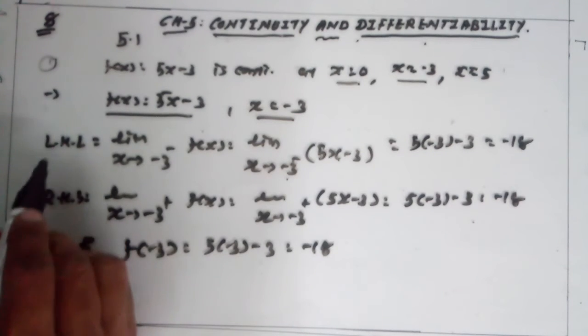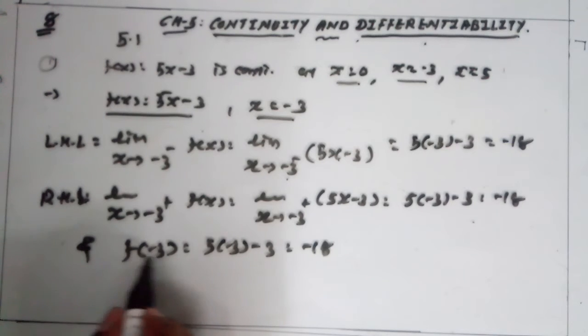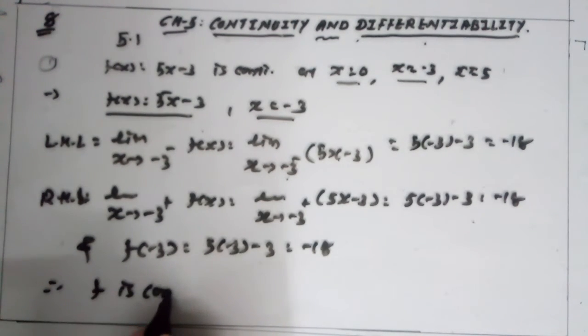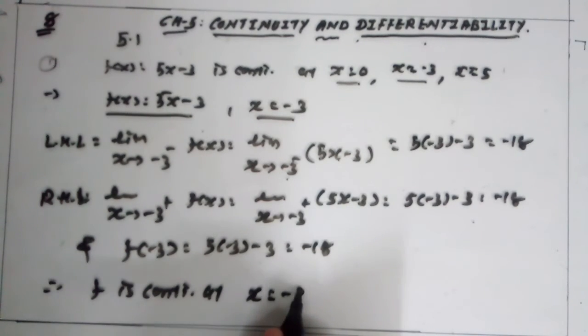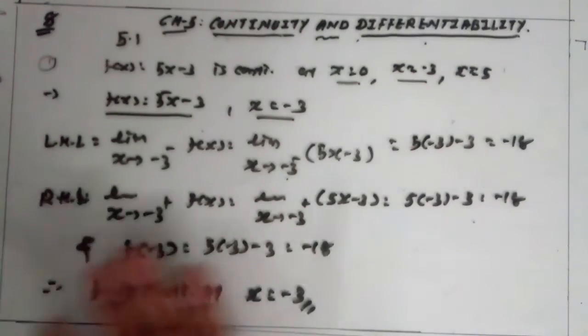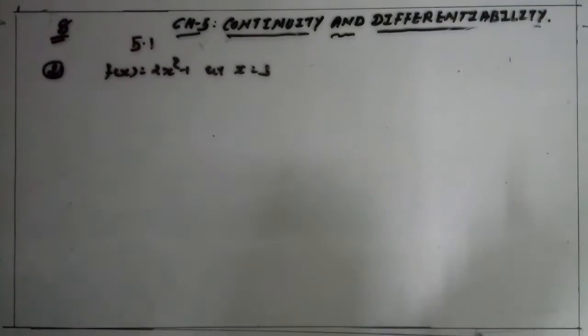So LHL is equal to RHL is equal to f(-3). Therefore f is continuous at x = -3. Clear? So applying this simple method, we also prove the given statement.